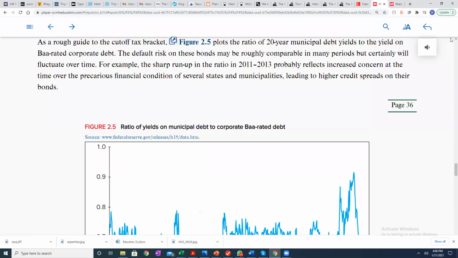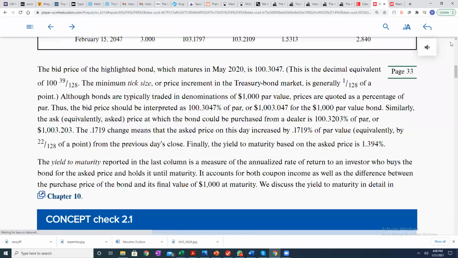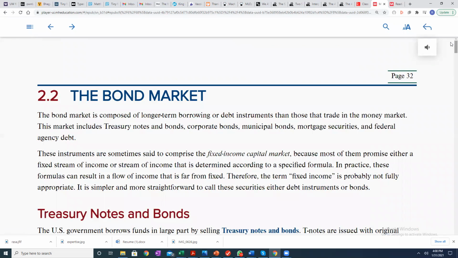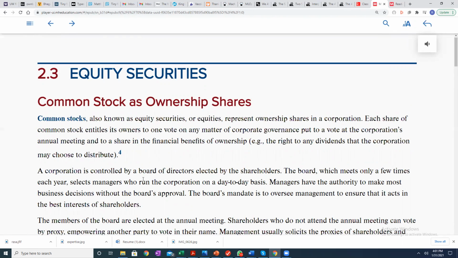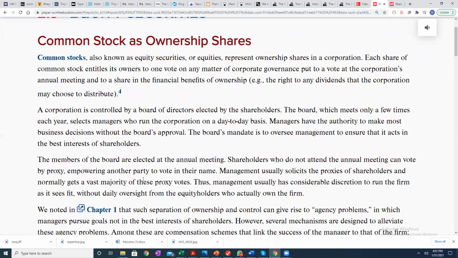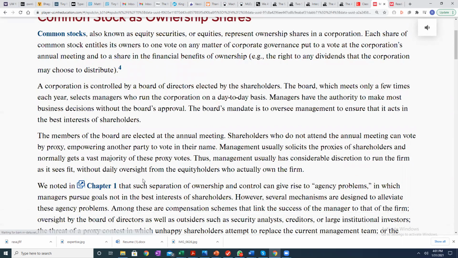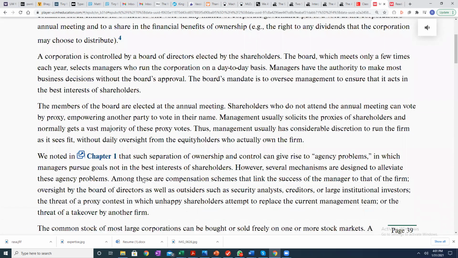As we go on to the next section of the chapter, equity securities. Common stock is known as equity securities. A corporation is controlled by a board of directors elected by shareholders. Members of the board are elected at annual meetings.